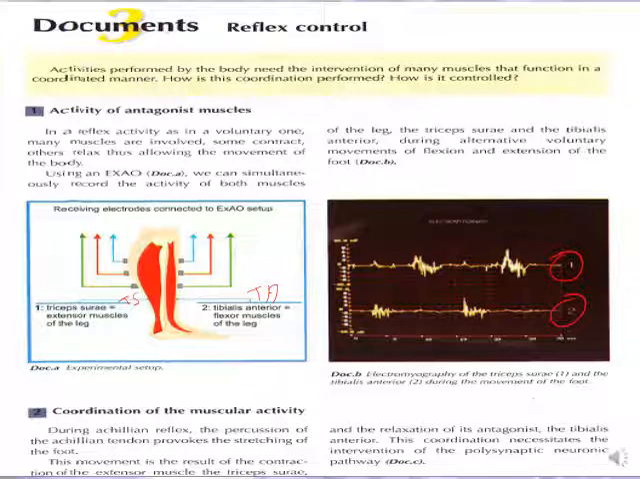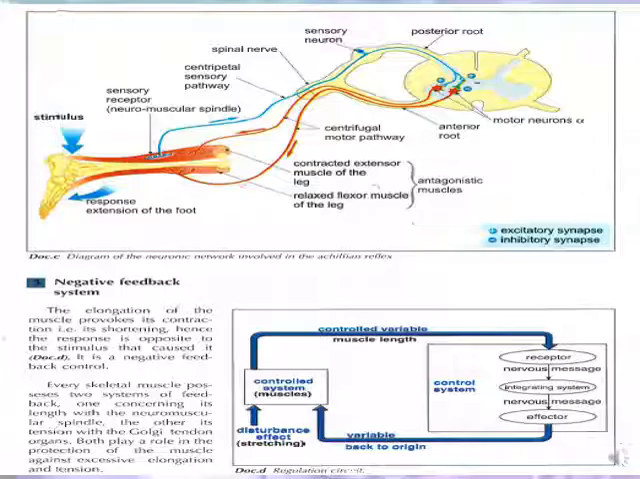Let's now move to the coordination of the muscular activity. During the Achilles reflex, the percussion of the Achilles tendon provokes the extension of the foot. This movement is the result of the contraction of the extensor muscle, the triceps surae, and the relaxation of its antagonist, the tibialis anterior. This coordination necessitates the intervention of the polysynaptic neuronal pathway. So this neural circuit of the two muscles consists of an afferent pathway and an efferent one.